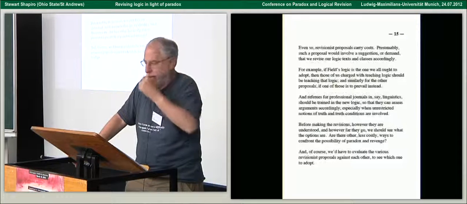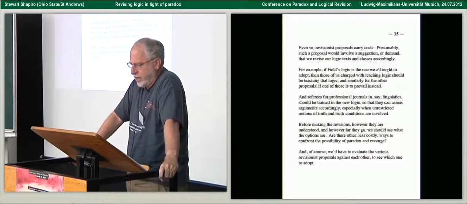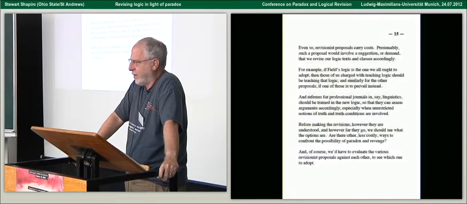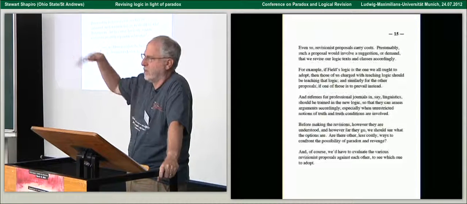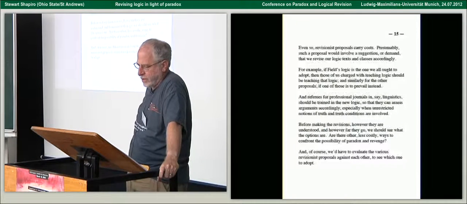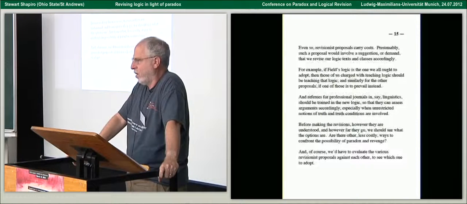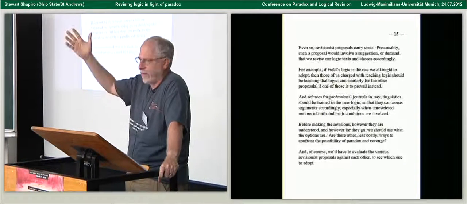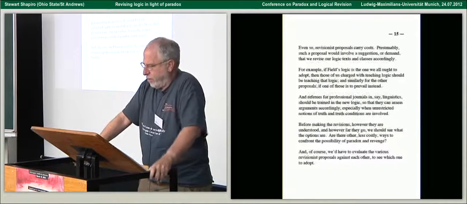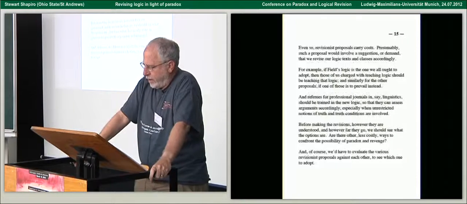And of course, it isn't just that. Referees for professional journals in, say, linguistics have to be trained in the new logic so that they can assess arguments accordingly, especially when unrestricted notions of truth and truth conditions are involved. That's why I threw linguistics in. Most of the time you might think, oh yeah, but you don't need to worry about this in math, at least in contemporary classical mathematics, because there's no threat of paradox there, let them go on reasoning classically. But in areas where you are looking to be grandiose and have truth conditions for everything, then be more careful.